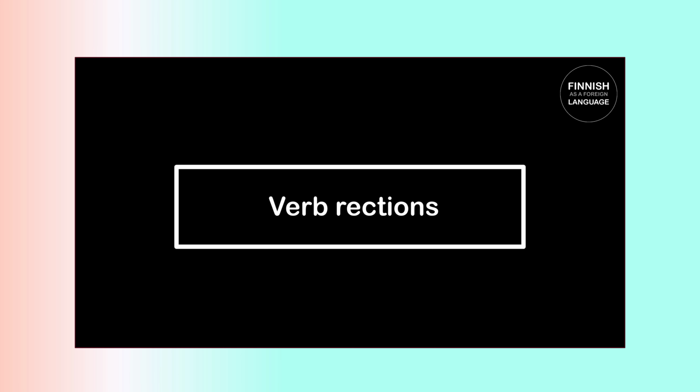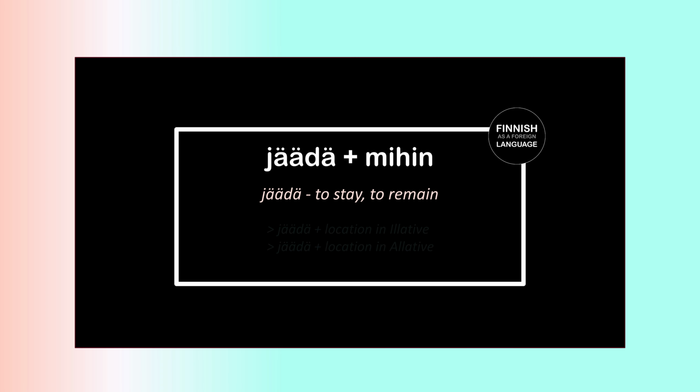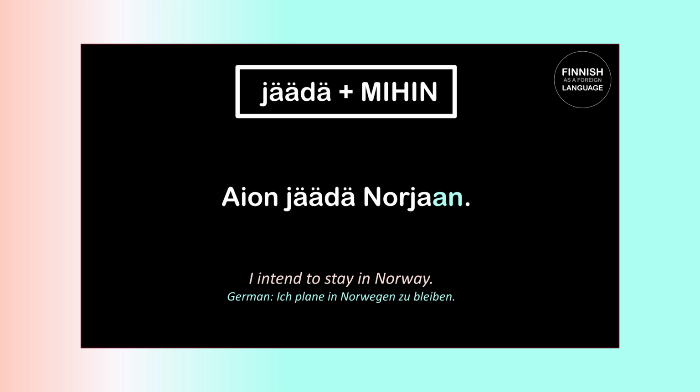Now, let's take again a look at two interesting verb actions. Our first one is jäädä, which means to stay or to remain. So in Finnish, when we want to say that we stay somewhere, then the place where we are going to stay at has to stand either in the illative case or the allative case. Here's one example. Aion jäädä Norjaan means I intend to stay in Norway. So again, aion is the first person singular present tense of the verb aikoa, which means to intend or to plan to. Jäädä means to stay. Here it's standing in its infinitive form. And Norjaan here is the illative case of Norja.